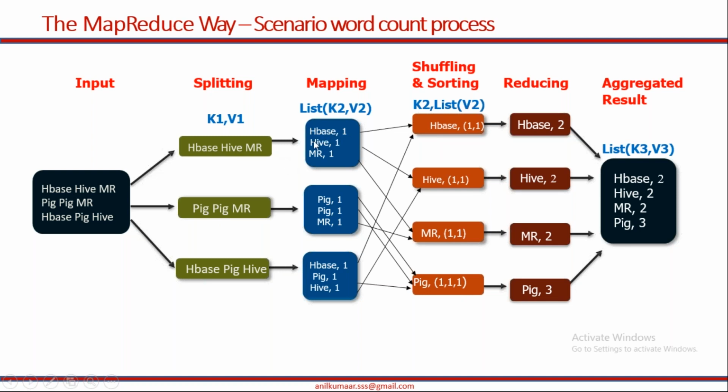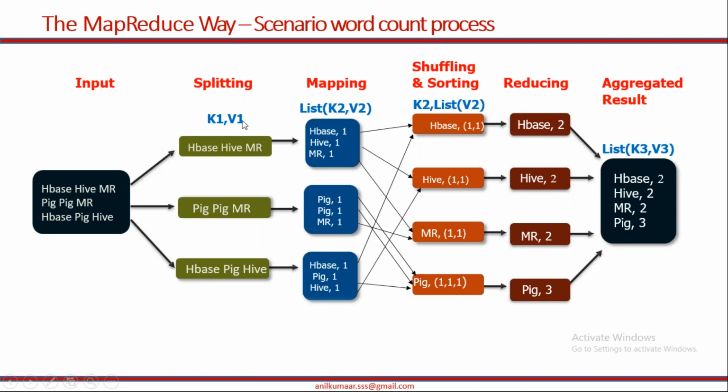So HBase comma 1, Hive comma 1, and MR comma 1. That's it. So this is from block 1. And after that, from block 2, it prepared P comma 1, P comma 1, MR comma 1, and finally HBase comma 1, P comma 1, Hive comma 1, like this. So this is what happened in the mapper phase.